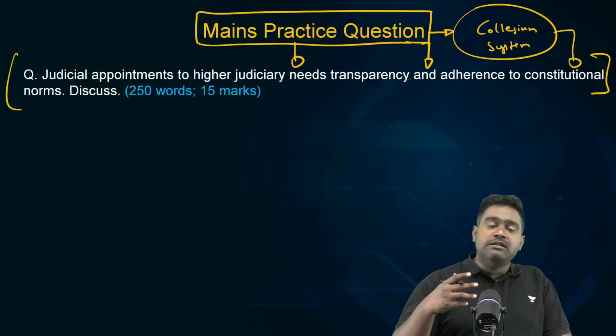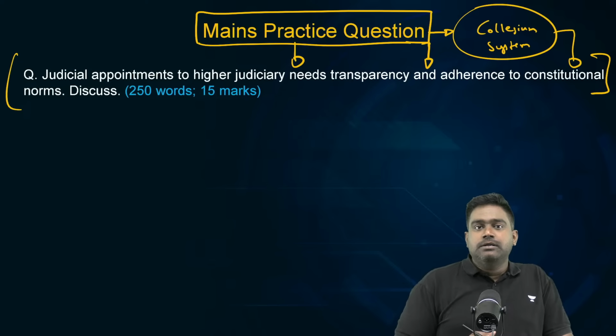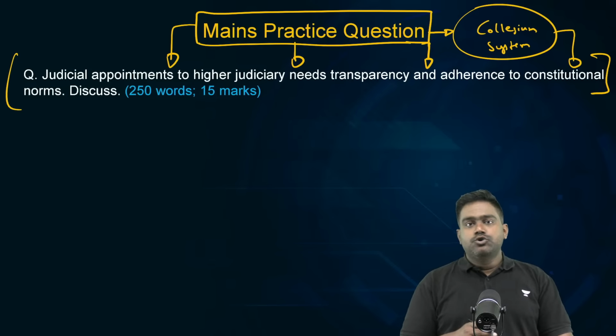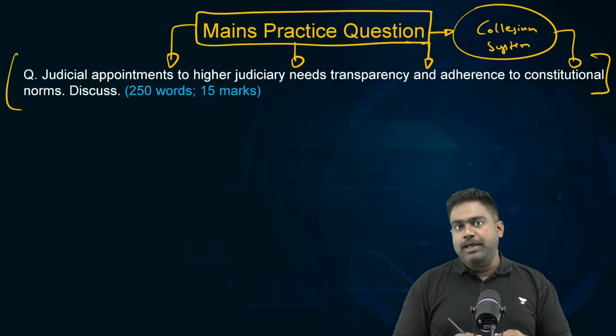So bring out the shortcomings of the collegium system and try to argue why a more transparent process is necessary. Maybe you can draw parallels with the appointment process followed in other democratic countries, like in the US and the UK, and provide that comparative analysis to show how judicial appointments can be made more transparent in India as well.